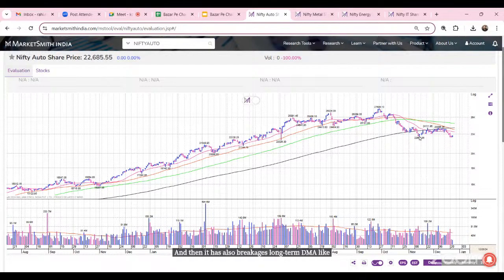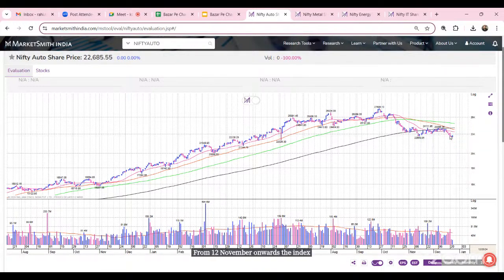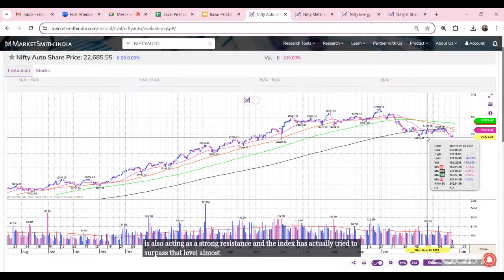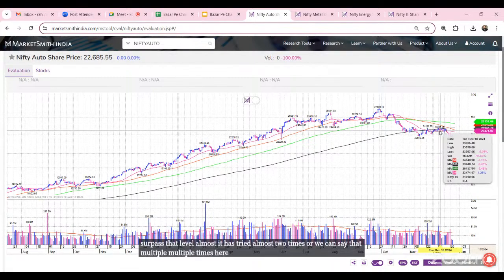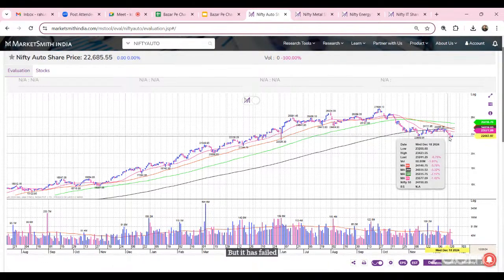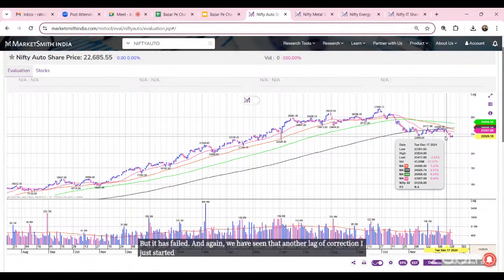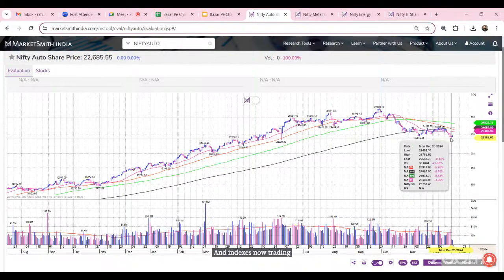The index has been trading below its 200 DMA for the past 1.5 months. From 12th November onwards, the index is still trading below its 200 DMA, and that is also acting as a strong resistance. The index has tried to surpass that level almost two times, or multiple times, but it has failed. And again, we have seen another leg of correction start from 17th December, and the index is now trading sideways for the past 3 to 4 days.